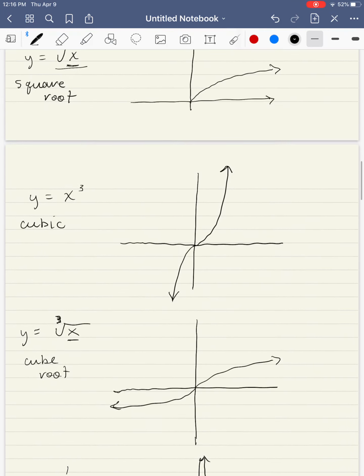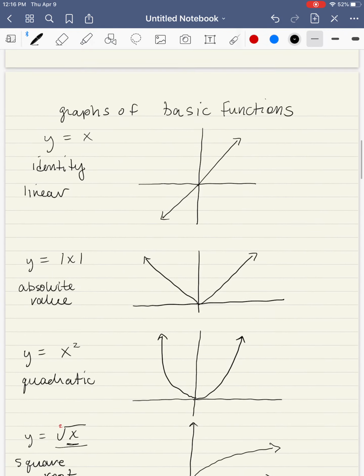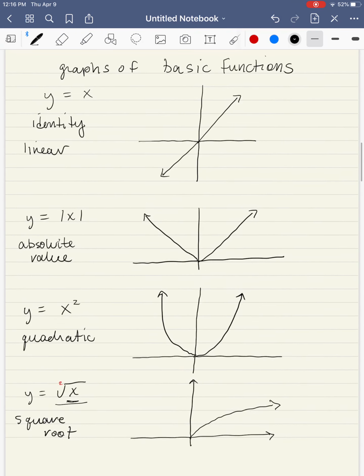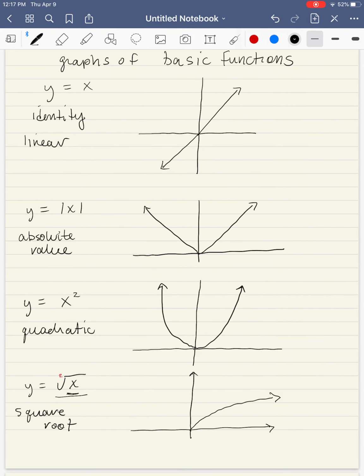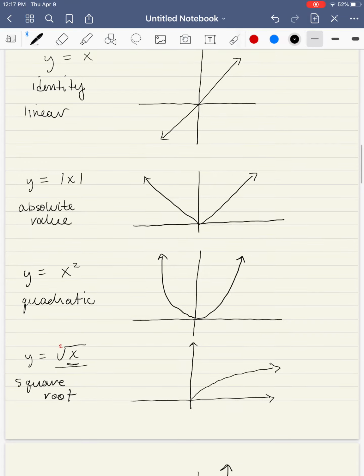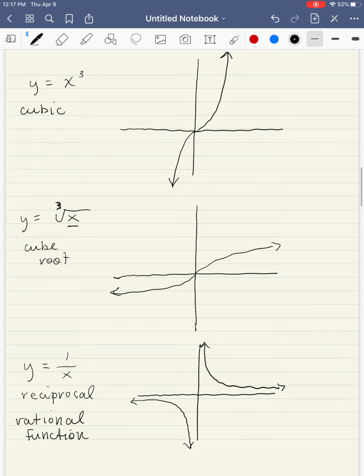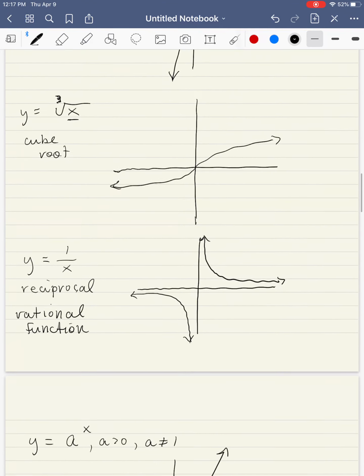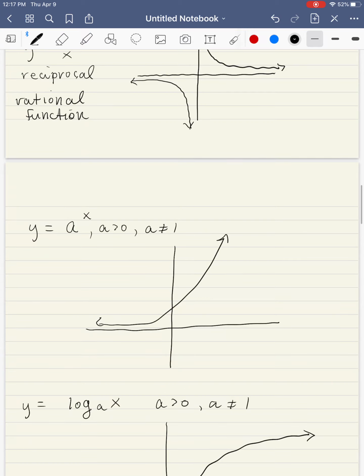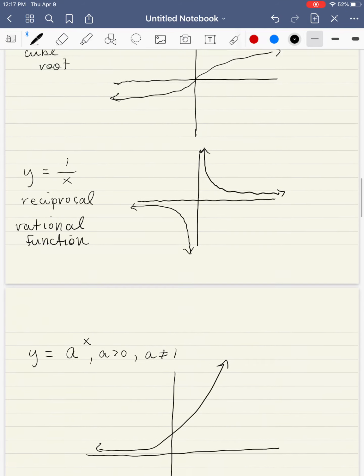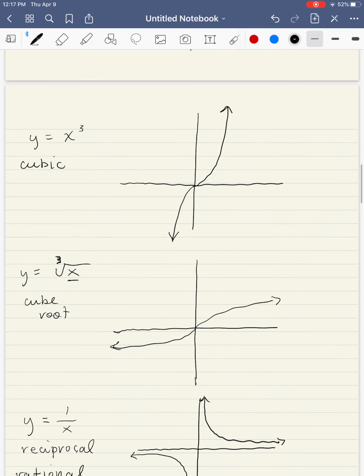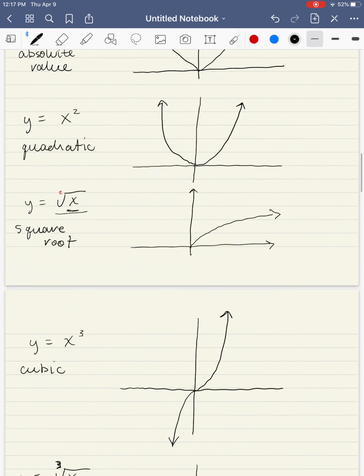So, at this point, I don't expect you to know a lot about each of these functions other than its basic shape. That if I say x squared, you know it has a parabolic shape. If I say x cubed, you know it has this curved shape going up and down, and so on. We're not really going to look at the last three functions, 1 over x, a to the x, and logarithm base a of x. We're not going to use those shapes until much later in the semester.